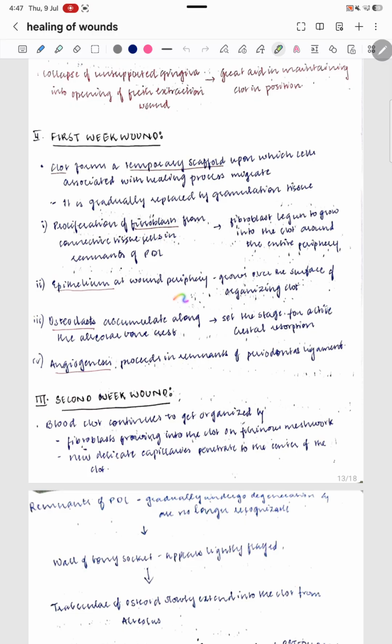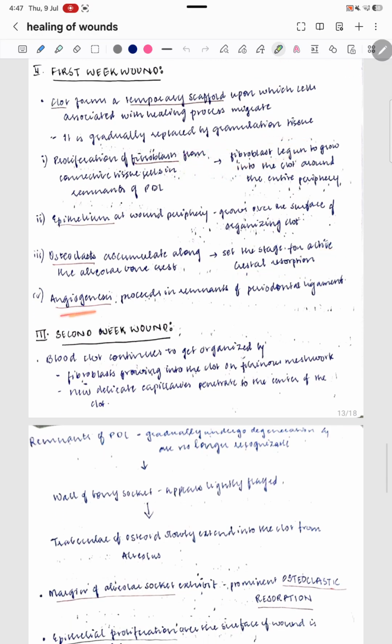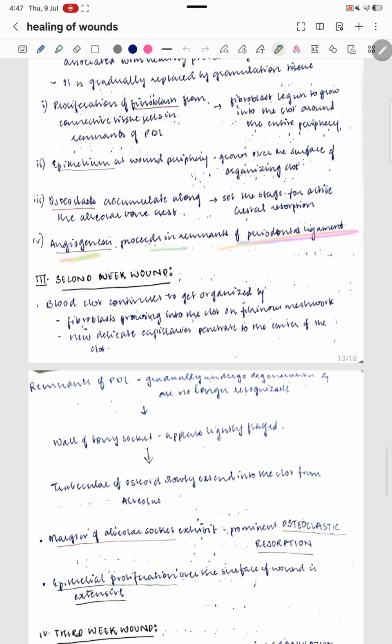Then the epithelium at the wound periphery grows over the surface, forming epithelial spurs. Then osteoclasts accumulate at the alveolar bone and set the stage for active crestal resorption. So they resorb the crestal bone that is present. After that, angiogenesis occurs and proceeds in the remnants of the periodontal ligament.